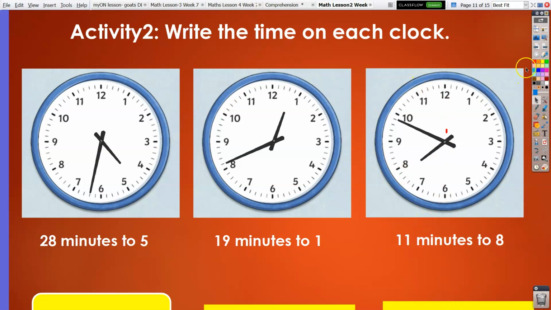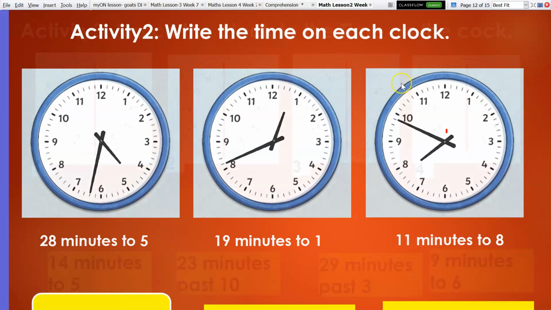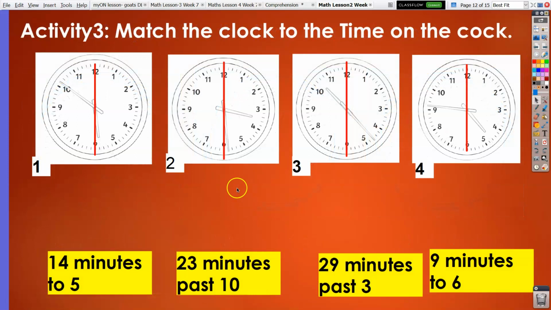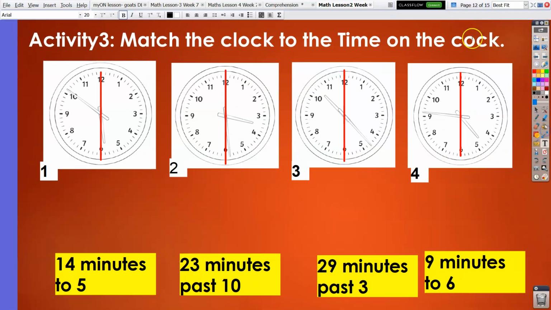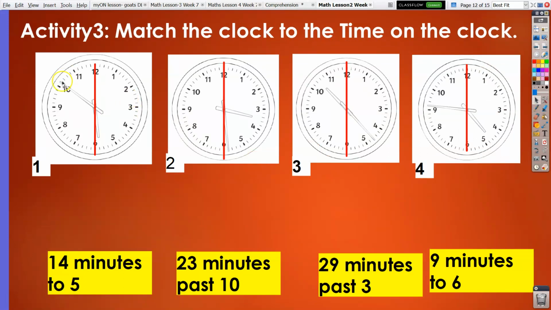Perfect. I hope you get all the correct answers. Now, let's have this clock. The clock is already divided into two parts, the to and the past side. Now, pause the video and match the clock to the time shown. Pause the video and write your answers. Okay, time is up. Let's reveal the answers.